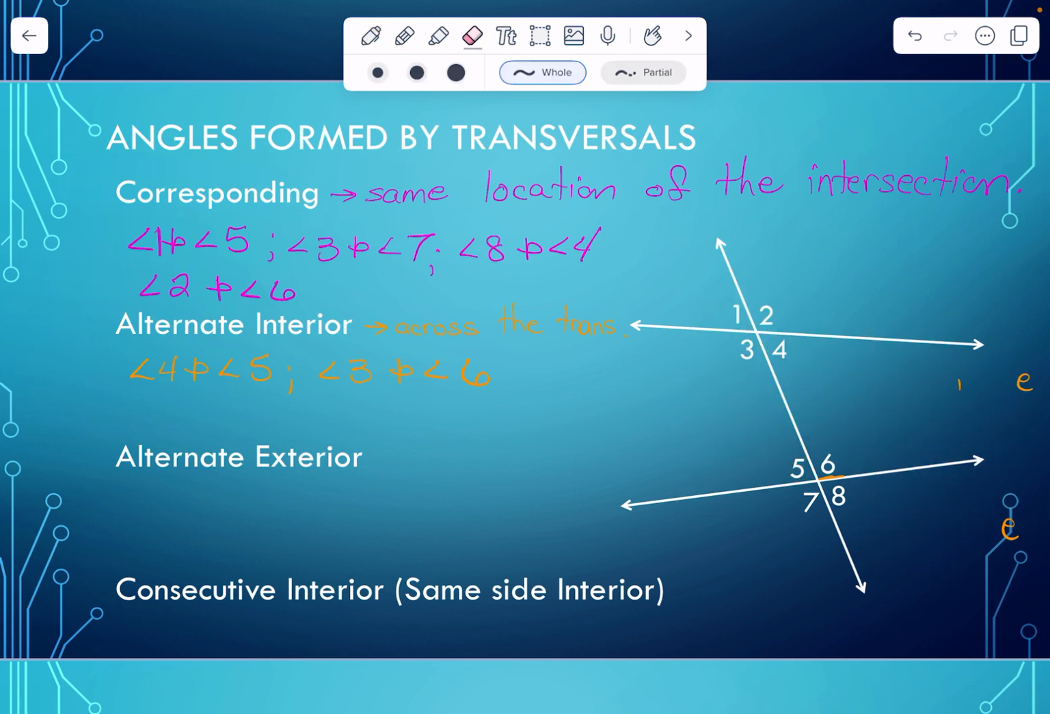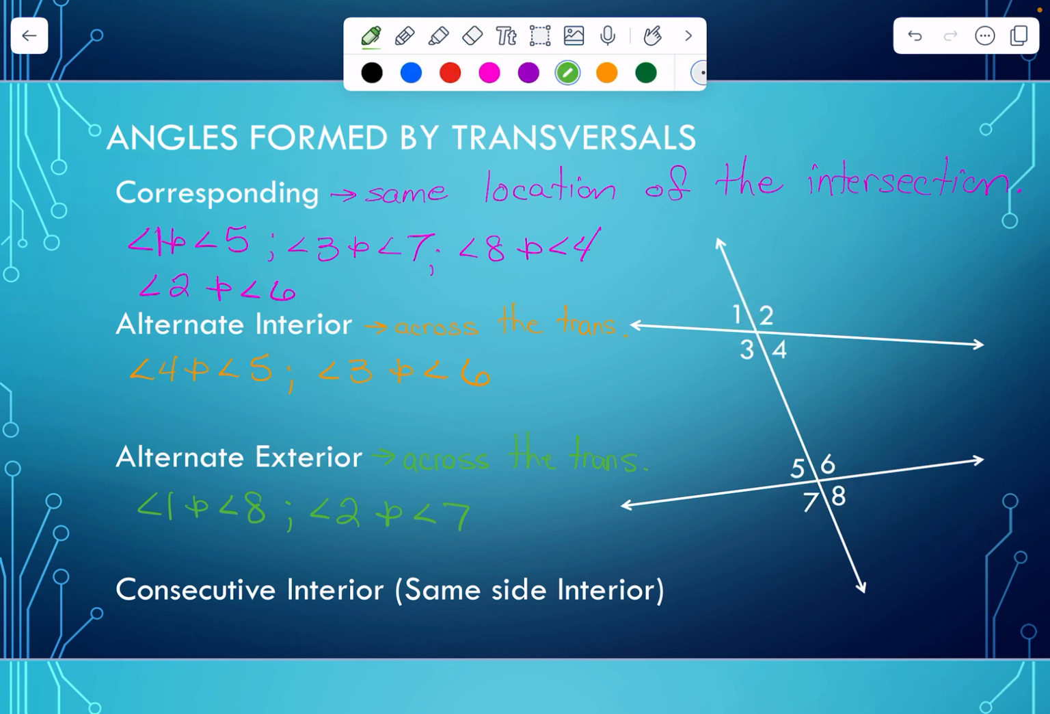The next one that we have is alternate exteriors. So alternate gets me across the transversal, but these are on the outside of the intersection. So 1 would go to 8, and then your other one would be 2 to 7. And those are your alternate exteriors on the outside, exterior, outside.